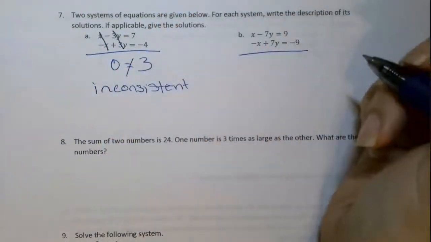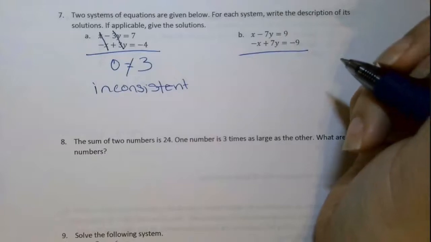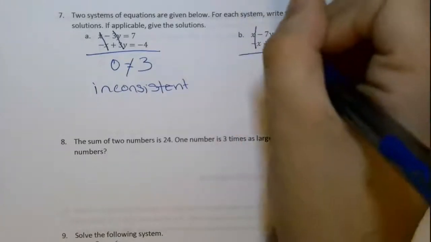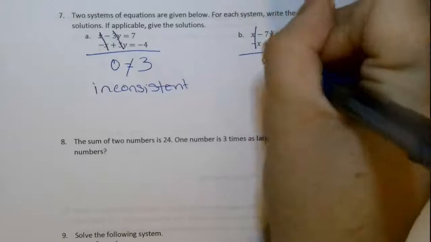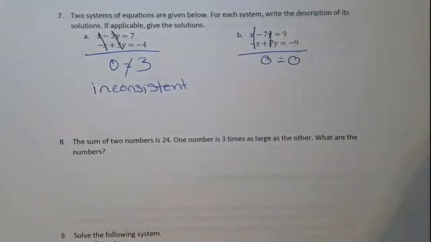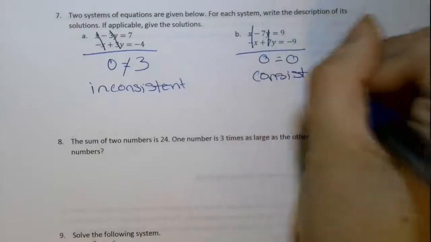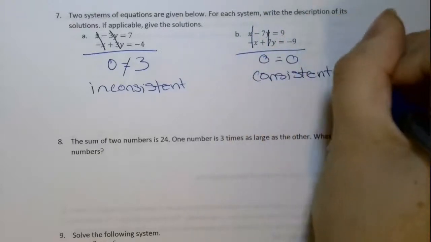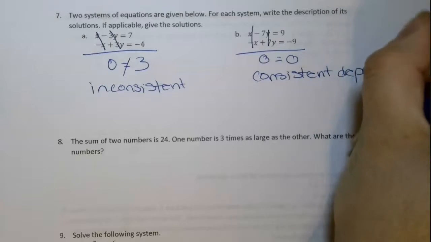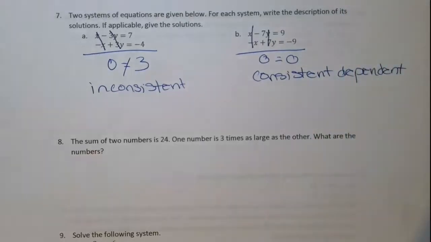Over here on B, the x's are also opposite signs, so I'm going to go ahead and add straight down again. The x's cancel, the y's cancel, that gives me 0. 9 minus 9 gives me 0. This one is consistent. And then it's dependent because it didn't give me an exact answer. What I want to do when it's consistent dependent is write it as a coordinate point.